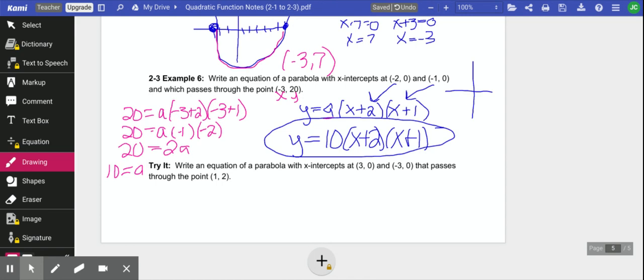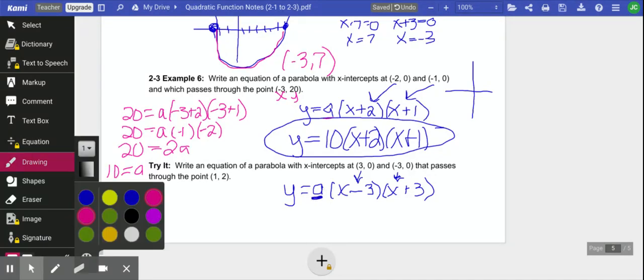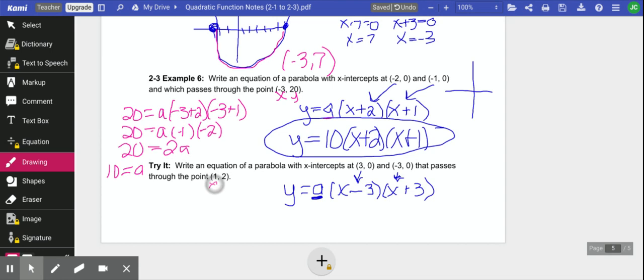Let's do one more like this. We have a parabola with intercepts at 3 and -3. So if it has an intercept at 3, that means the factor that it comes from is x minus 3. It's opposite. And -3 comes from the factor x plus 3. So this might be our equation, but we might have a number out in front, this a. We don't know what that a is. We got to figure it out.